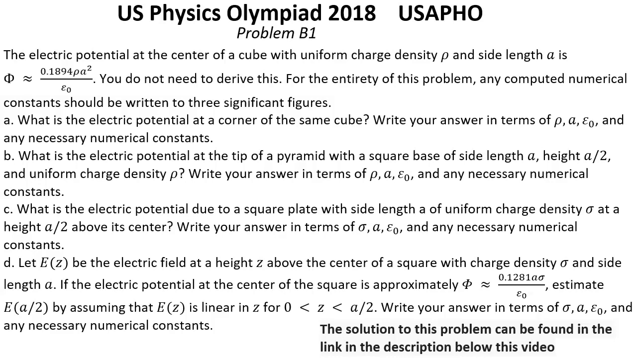Question D. Let E as a function of z be the electric field at height z above the center of a square with charge density sigma and side length A. If the electric potential at the center of the square is approximately 0.1281 A sigma over epsilon 0, estimate it at distance A over 2 by assuming that E as a function of z is linear in z for 0 less than z less than A over 2. Write your answer in terms of sigma, A, epsilon 0 and any necessary numerical constants.